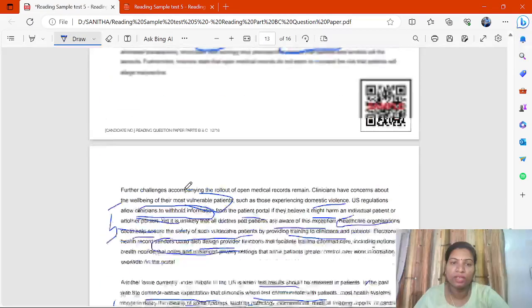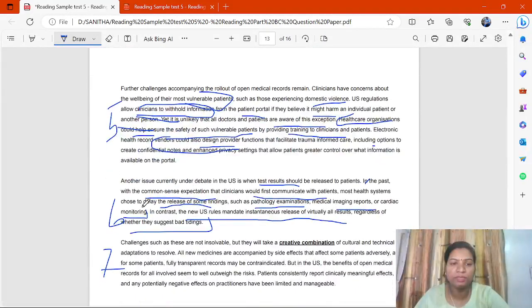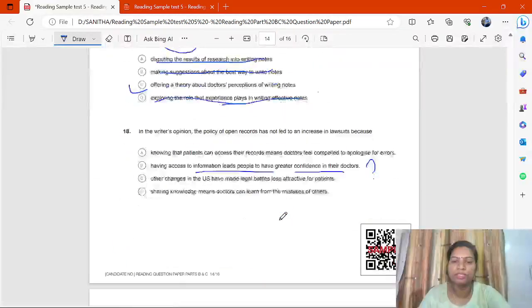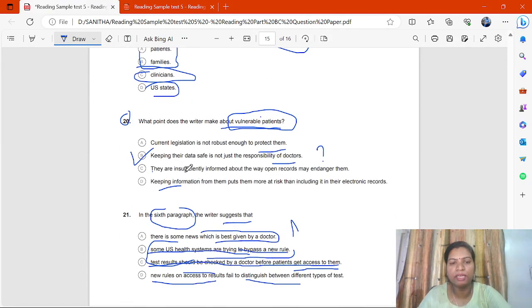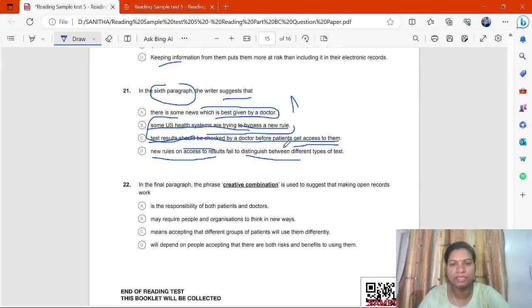One option they said: in the past, with the common sense expectation that clinicians would first communicate with the patient. The clinician should first discuss with the patient, but before disclosing the information to the patient, the clinician should check the report. But this sentence is not matching with the option. Test results should be checked by a doctor before patients get access to them. This option is not matching with the passage.